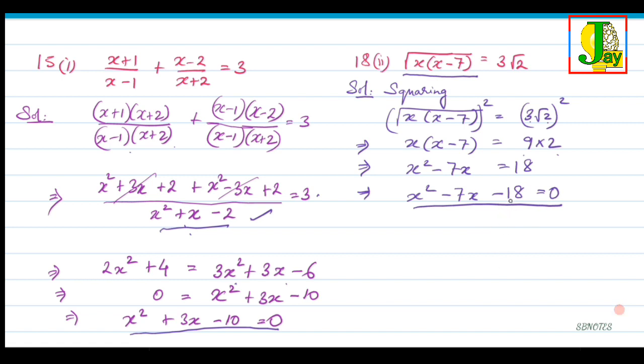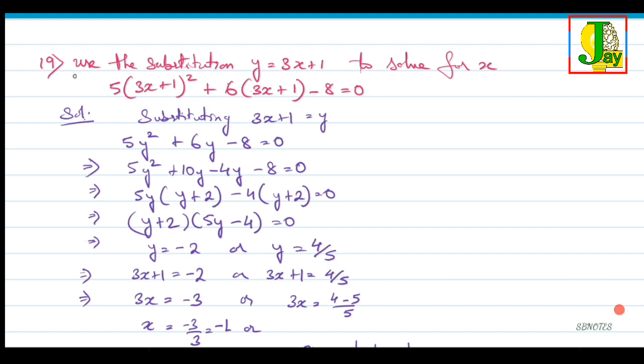So if you say minus 18 into 1, that's the product of the coefficient of x square and the constant term, which is minus 18. If you split this, one has to be positive and one has to be negative. So how do we get 7? We get 9 minus 2. So 9 and minus 2 are the two numbers which when added give 7, and 9 into minus 2 is minus 18. So you can solve it easily.